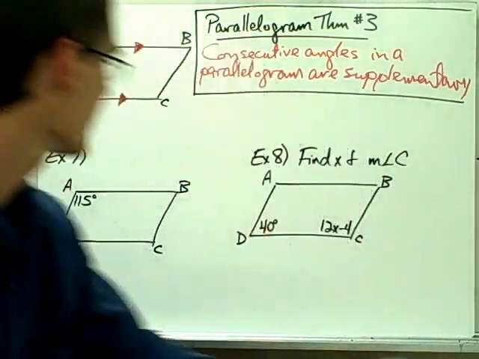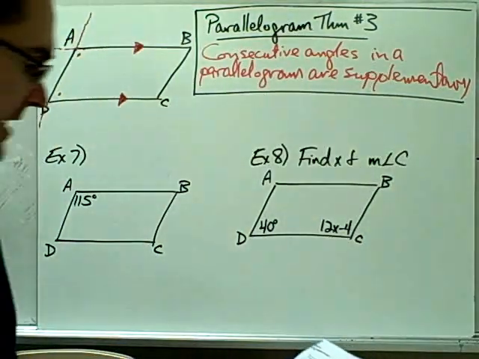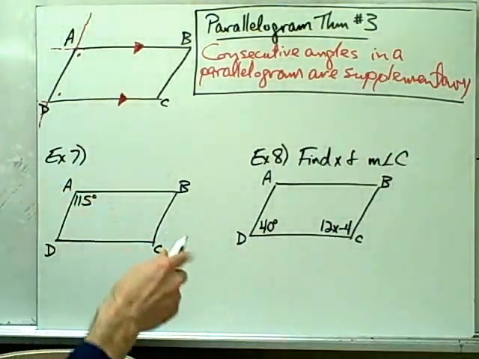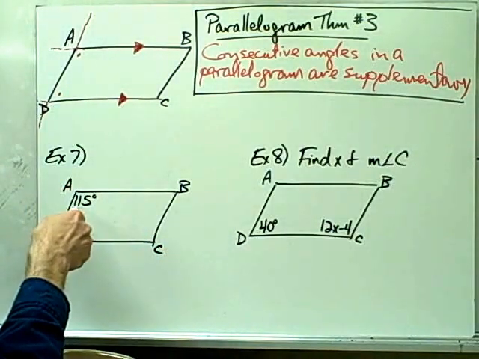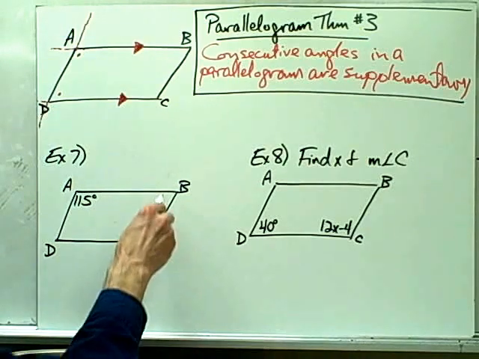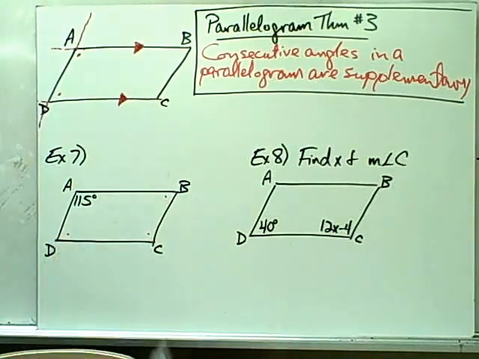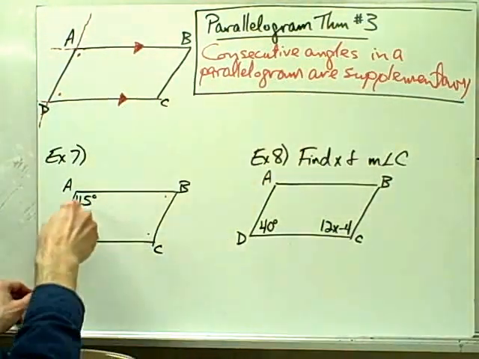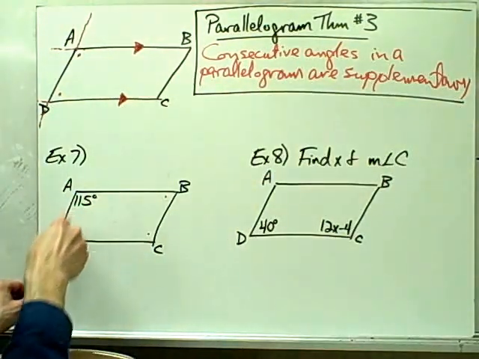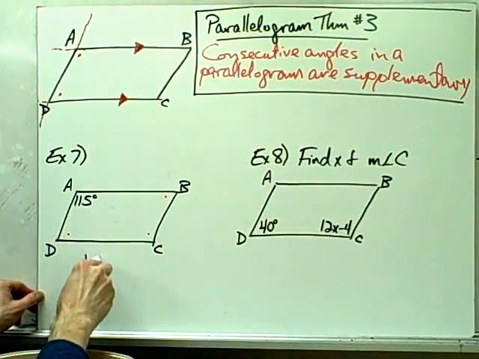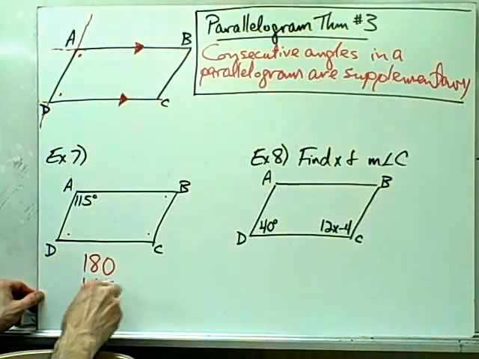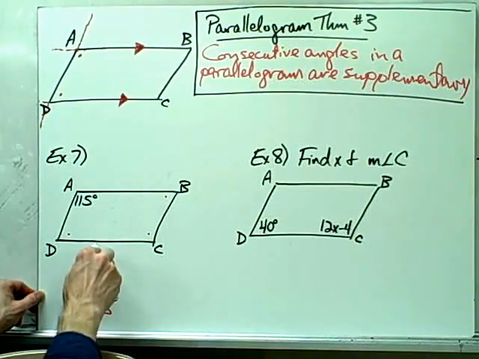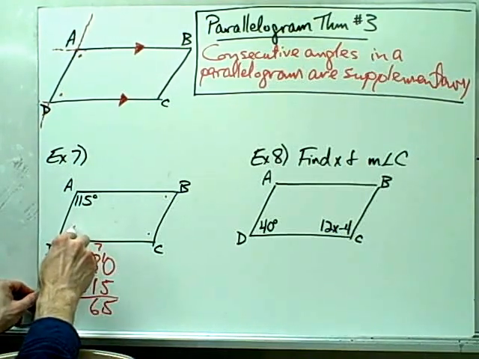So let's take a look at a couple of these examples, examples 7 and 8. So example number 7, I've got a parallelogram ABCD, and I've got this one measure here, angle A, and it says find the measures of angle B, angle C, and angle D. Well, since consecutive angles are supplementary, I know that angle A and angle D, which are consecutive angles, must be supplementary, so 180 minus 115 is 65.